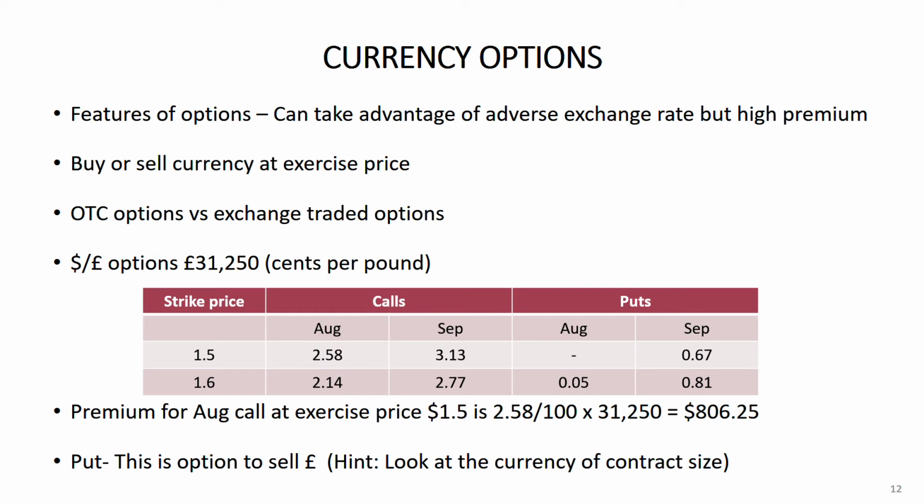That we all know. In this case, because we are dealing with currency, which currency? This is in pounds. Why? Because of the contract size; I have given a hint also. Look at the currency of the contract size. In this case it is pounds, because it is 31,250 pounds. That's why it's an option to sell pounds. If the contract size had been given in a different currency, let's say yen, then the put is an option to sell yen, right? And the call will be an option to buy pounds. So that's how you read the table of currency options.